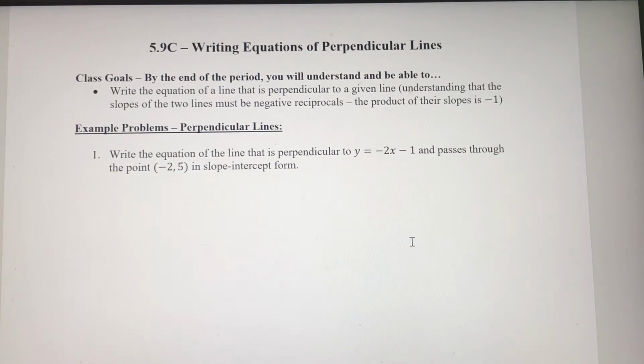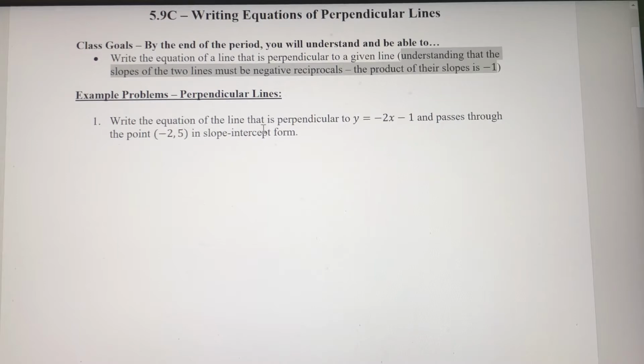All right, so in this video, we're going to write equations of perpendicular lines, okay? So the thing we have to remember, the slopes of perpendicular lines are negative reciprocals of one another, which means the product of their slopes is -1, okay? So let's look at number 1 here.